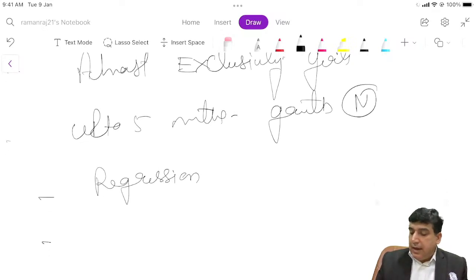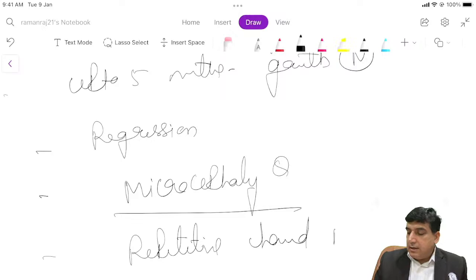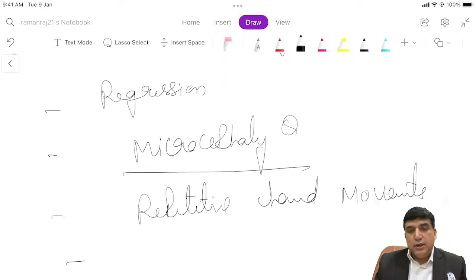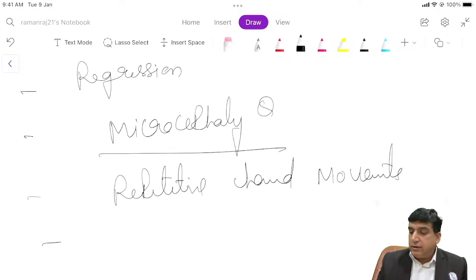In regression, what will happen? The person will have microcephaly, that they are asking. Head circumference gets decreased. Repetitive hand movements, the girl child will have repetitive hand movements. So her skills get impaired, repetitive hand movements, microcephaly.